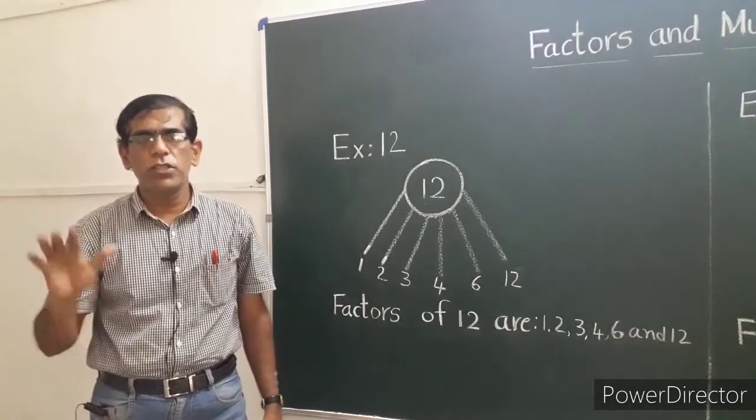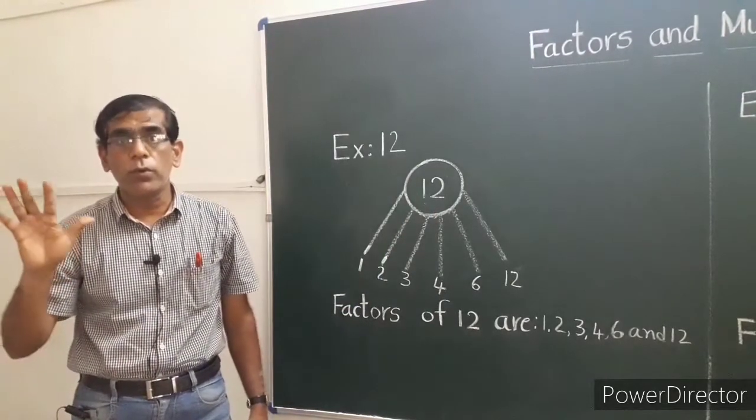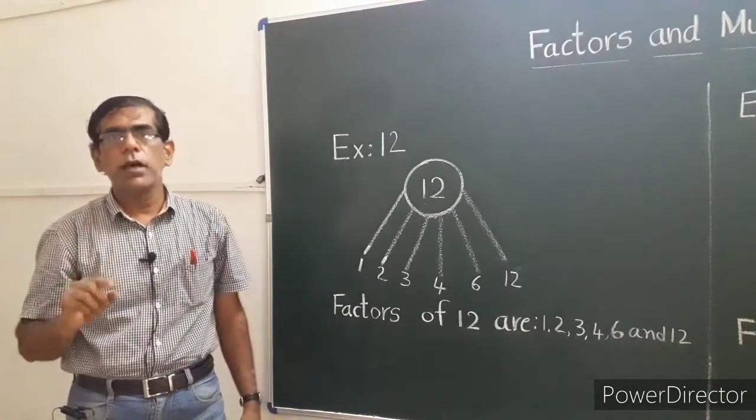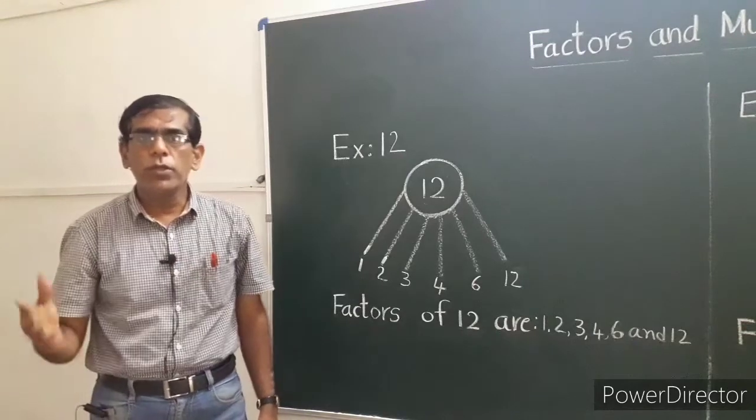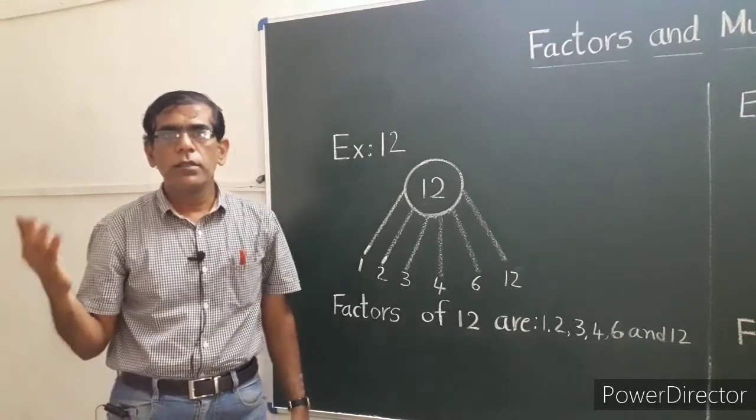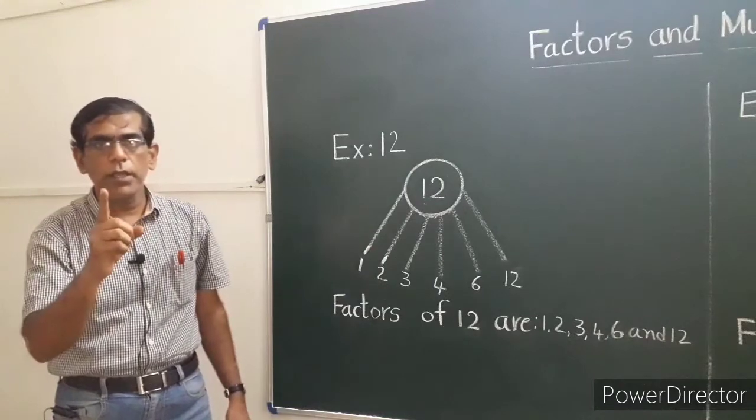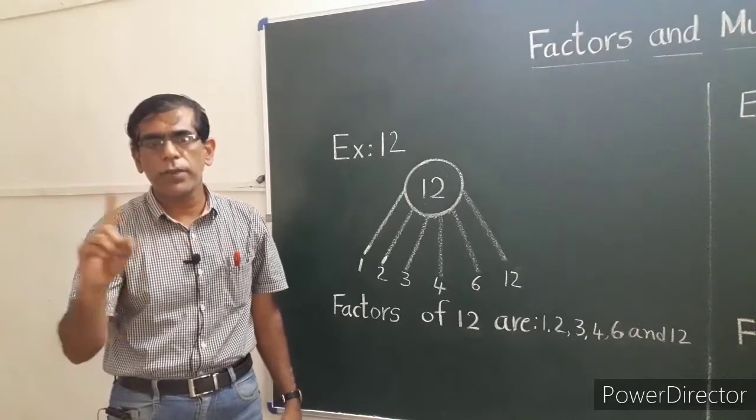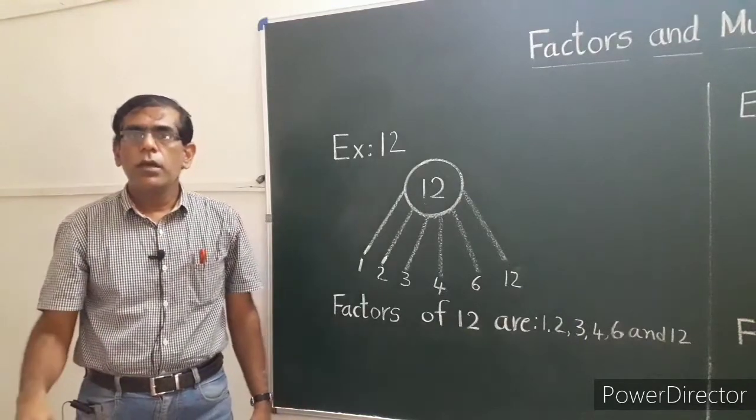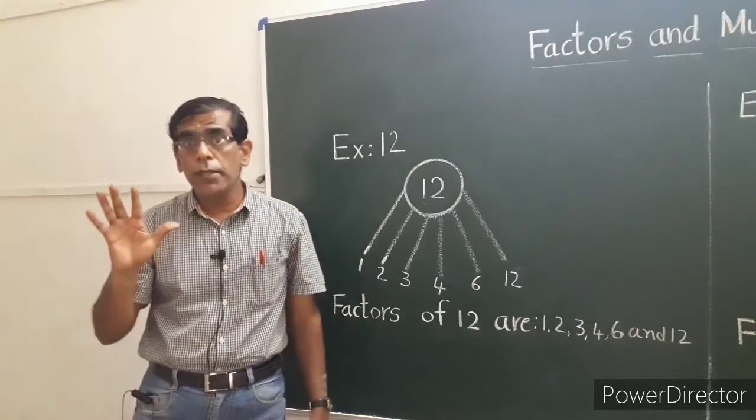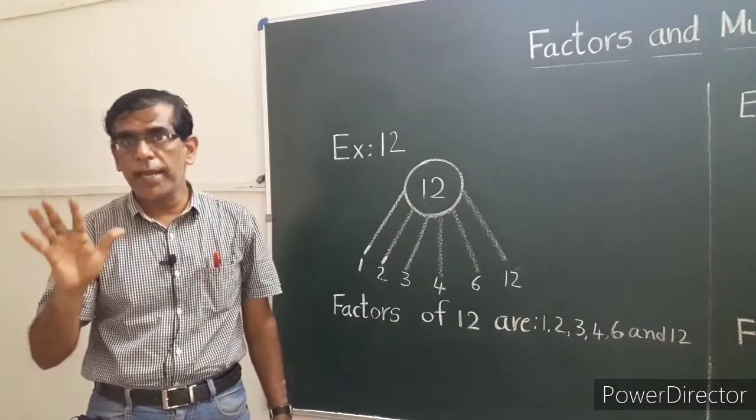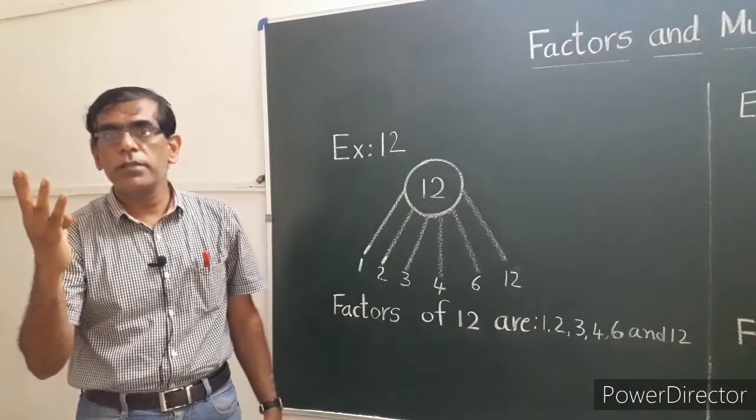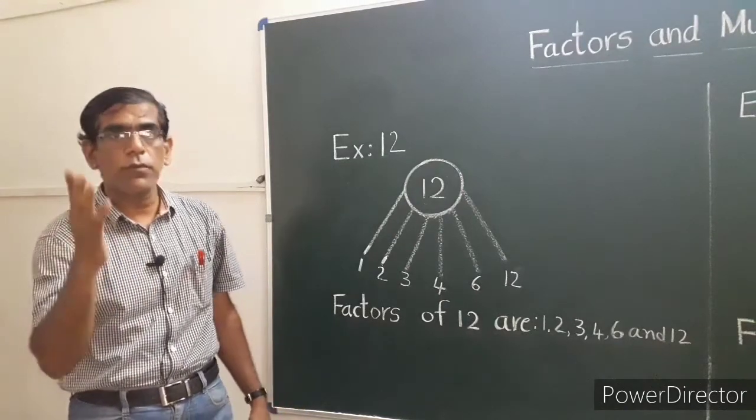Now I distribute 7 chocolates out of 12. 5 chocolates remain. Therefore, 7 is not a factor of 12. If I distribute 8 chocolates, 4 chocolates remain, then 8 is also not a factor of 12.